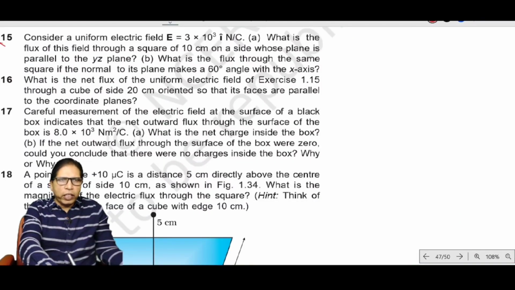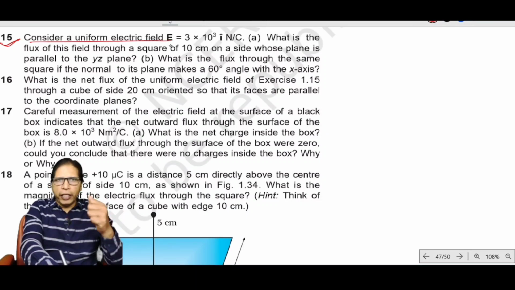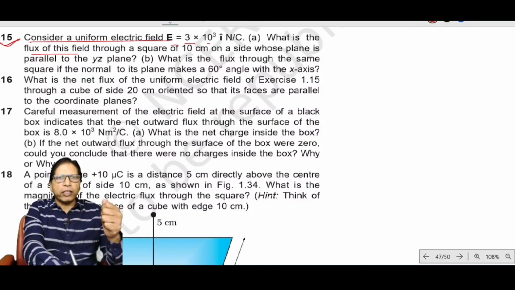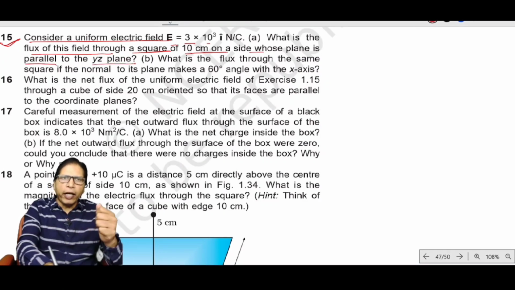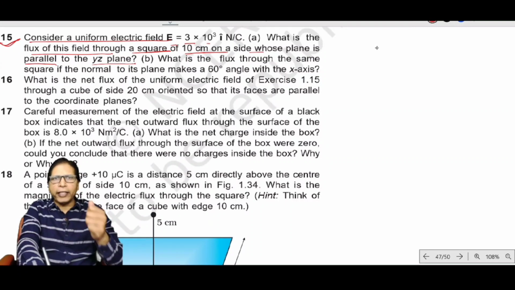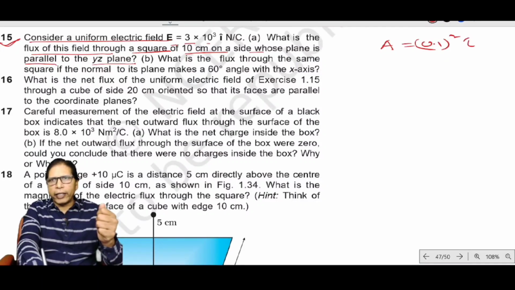Now look at this, question number 1.15. Consider a uniform electric field E vector equal to 3 into 10 to the power 3 i cap Newton per coulomb. What is the flux of the field through a square of 10 centimeter on a side whose plane is parallel to the YZ plane? Okay. Now look at this, the plane is parallel to the YZ plane. Its area vector is 0.1 whole square into i cap.